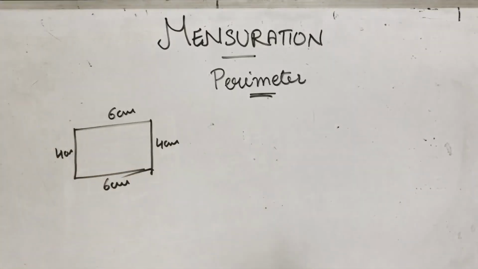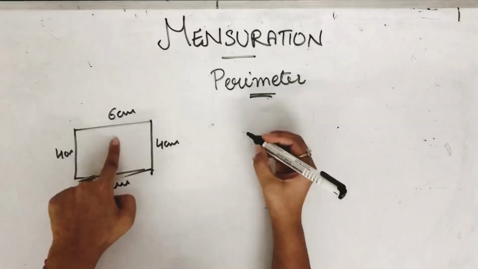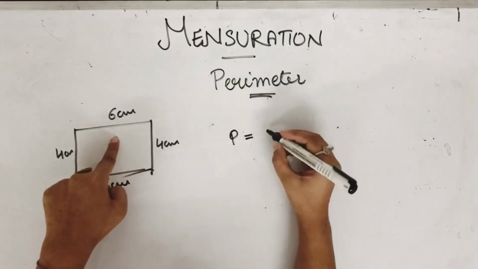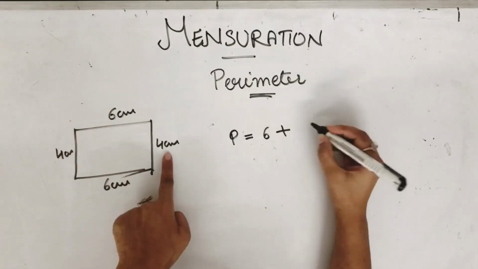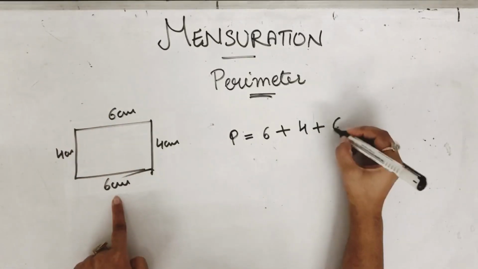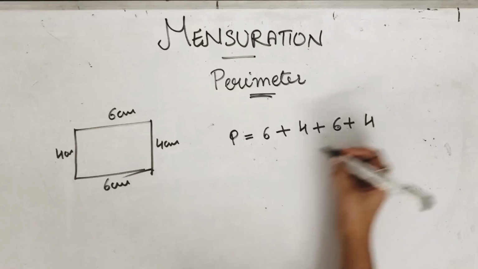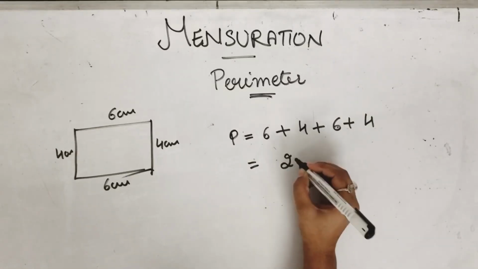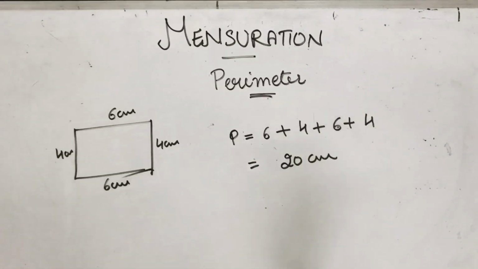Dimensions of all the sides are given. What you have to do is you have to add all the dimensions. So perimeter will be equal to 6 plus 4 plus 6 plus 4. So it will be 20 centimeter. So what is perimeter? Perimeter is the sum of all the sides of a closed figure.